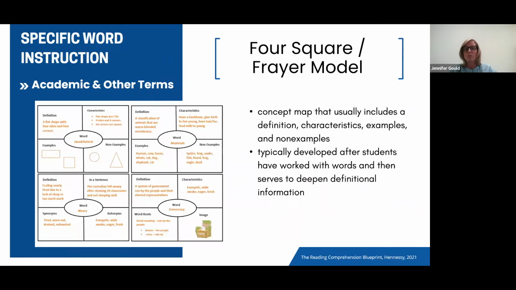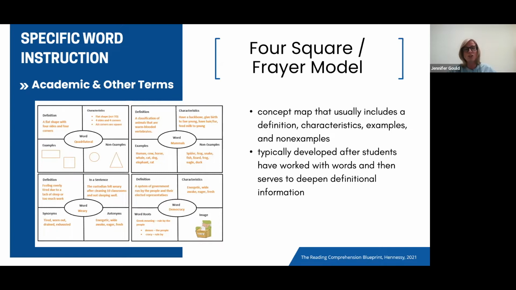And here we have the 4-square or Frayer model. This model is often used after students have worked with words for a little while and can be a great assessment tool for educators. Note here how the 4-square model goes beyond definitional knowledge, looking at additional facets of a word, such as synonyms, antonyms, morphology, and function. The Frayer model can be used across all grades to deepen vocabulary knowledge in a number of subject areas, including expanding descriptive vocabulary, like you see in the weary example in the bottom left-hand corner.